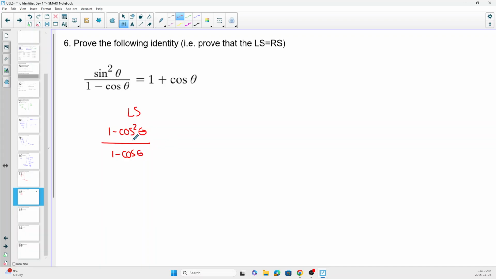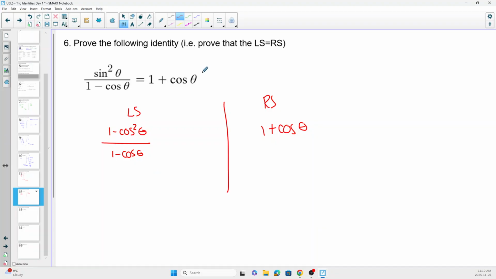And note that I cannot just cancel out one of these. That is not allowed. It has to be a factor, meaning it would have to be something that can be factored out of both terms. So that's what's on the left, and on the right side, I have 1 plus cos theta.